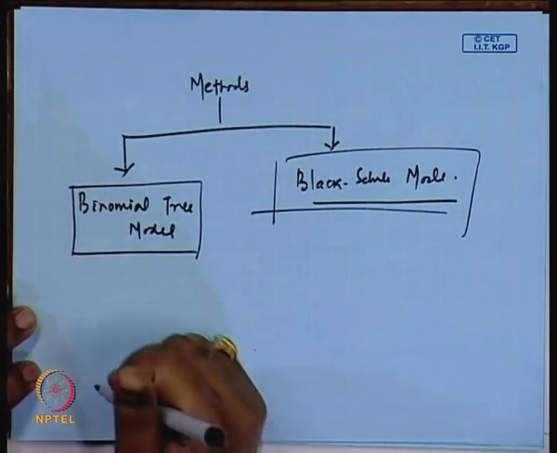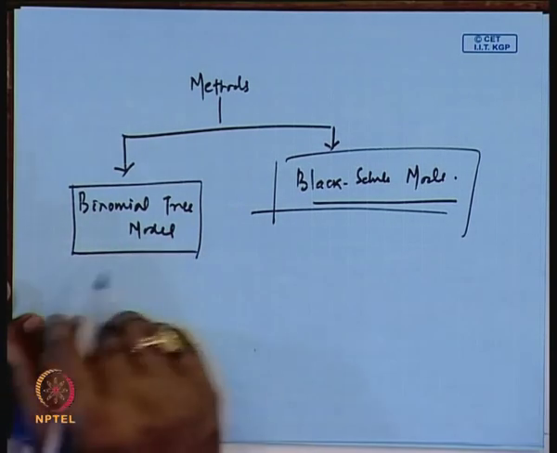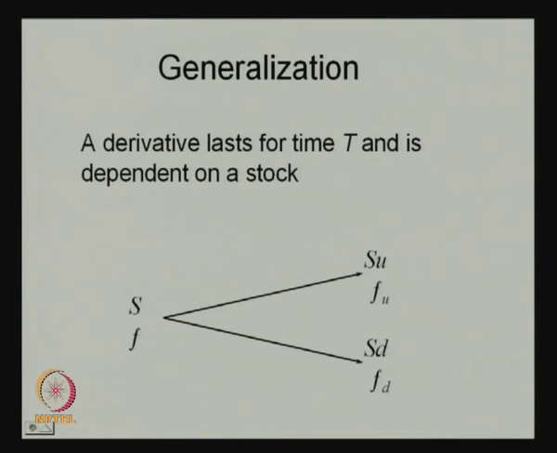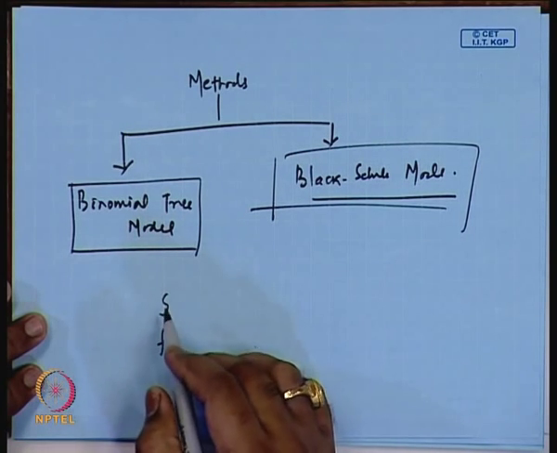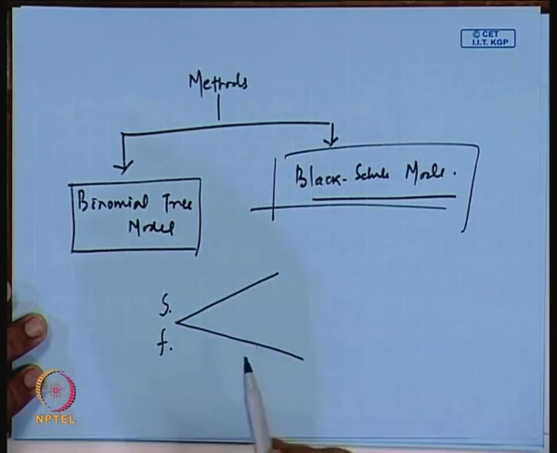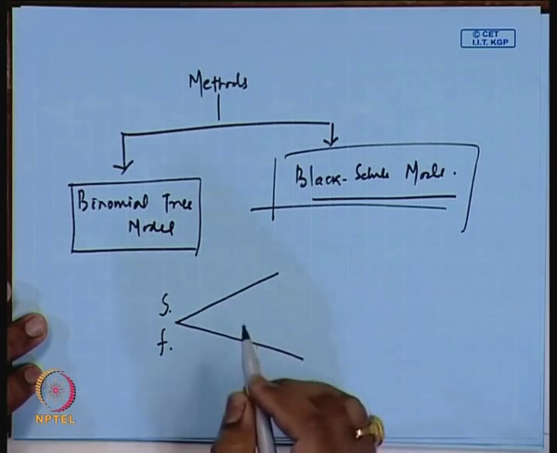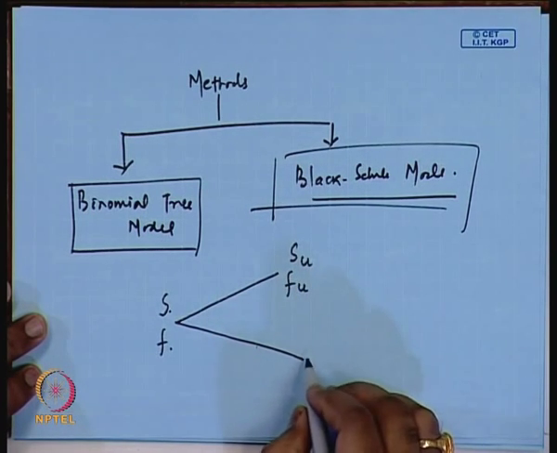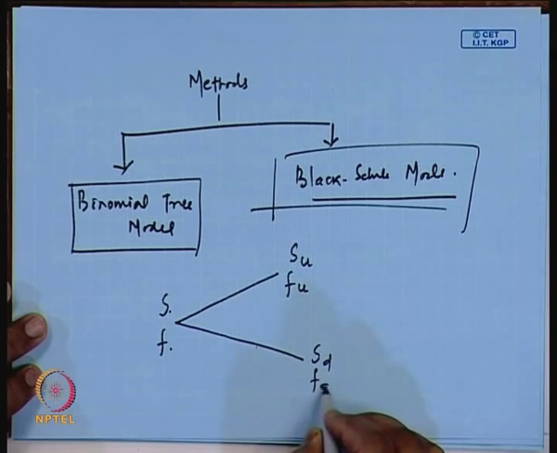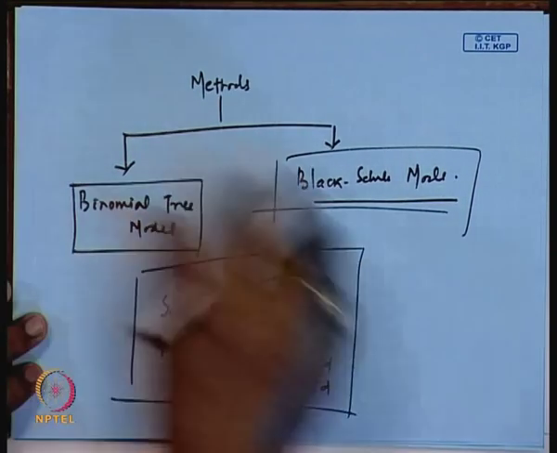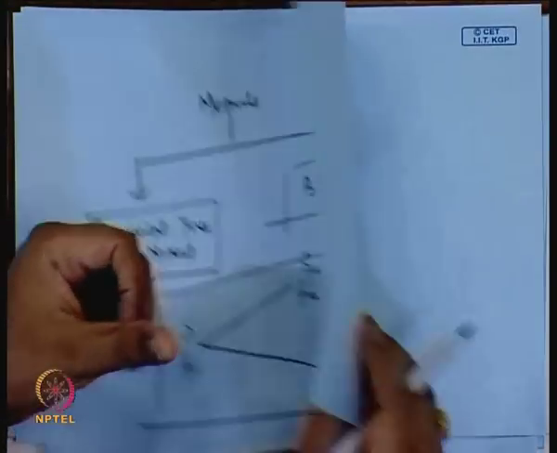So, what does the binomial tree model talk about? Let you have a derivative whose term to maturity lasts for time t and which is dependent on the stock. If this is the current stock price and this is the future price, then either it can go up by u, or it can go down by d, and the derivative f goes to f_u or f_d. These are the probabilistic functions we can draw, and from them we can decide how much the price of this particular option should be.